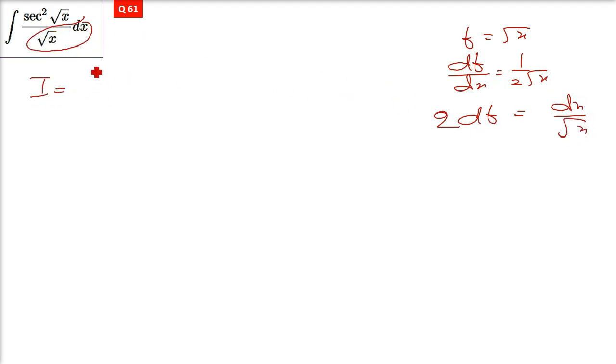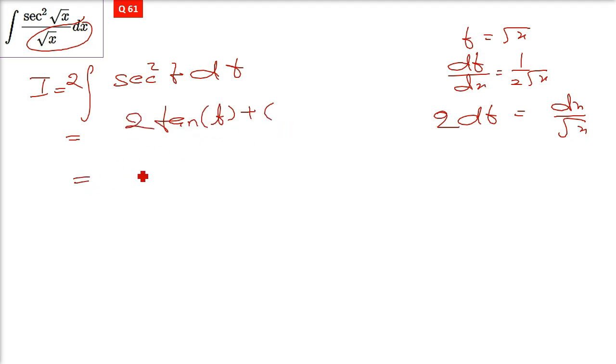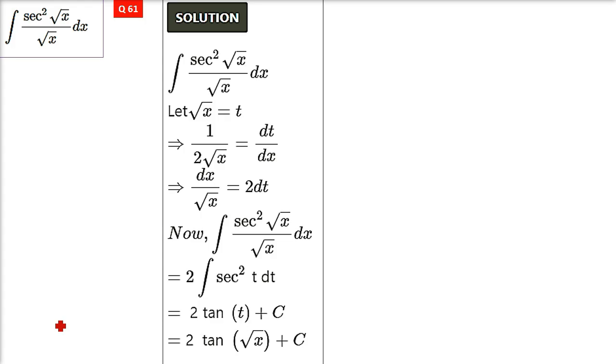So the integration will become like this: sec square of root x was t, and this dx by under root x will become twice of dt. So this sec square integration is a direct integration. Tan, simple tan. Okay, so 2 tan t, 2 was already there, plus constant of integration. What was t? Under root x. So 2 tan under root x plus constant of integration is your final answer. So this is the reference for you.